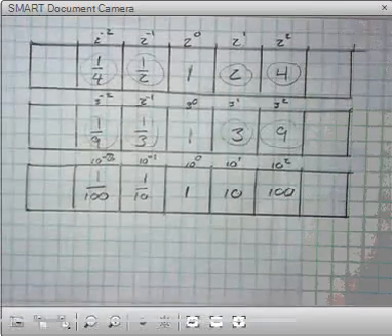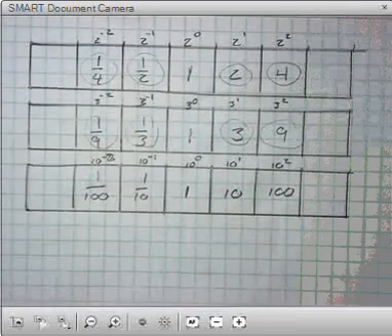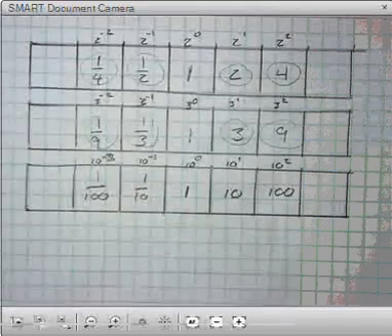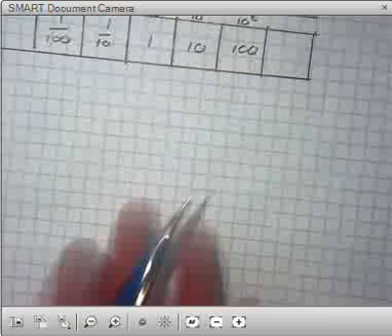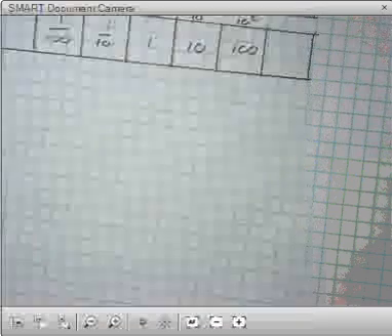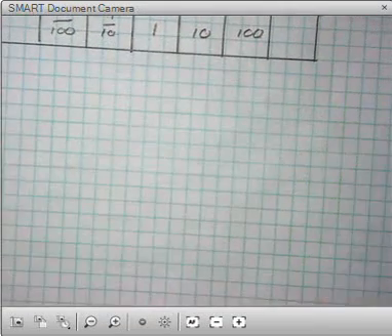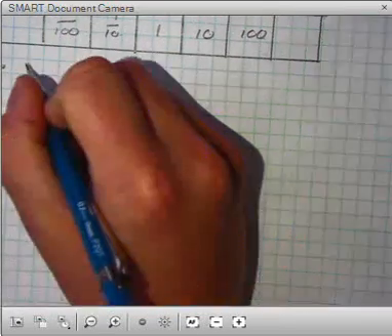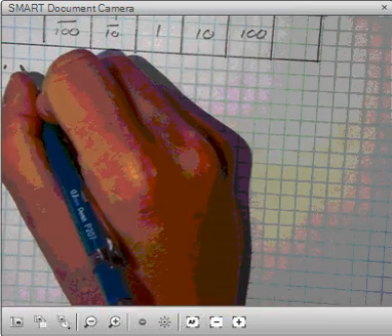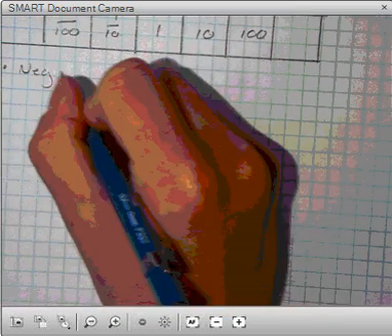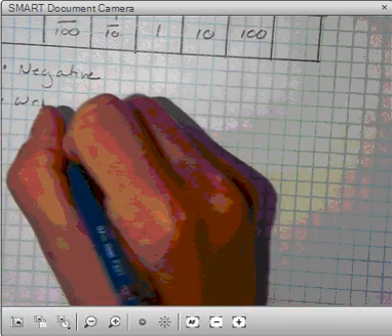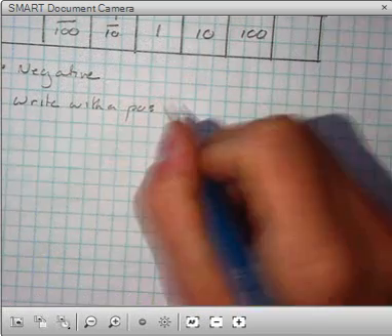The easiest way to write negative exponents is to think of them as like an upstairs and downstairs. There's really 3 things, and you're going to want to write this down. So write this down in your classwork section. The first thing you're going to need to be able to do is, with negative exponents, you're going to need to write with a positive exponent.